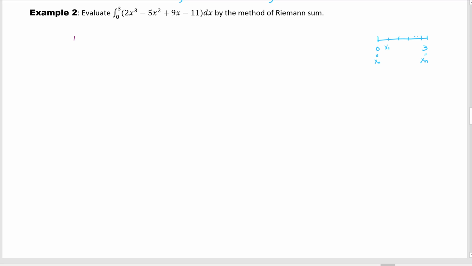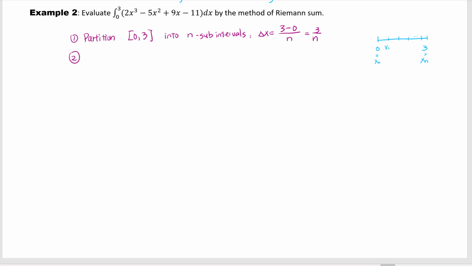First step, we're gonna partition the interval, so 0 to 3. So I really hope that you can pause the video and try to work on this problem first, okay? And then after you're done, you can continue to play the video and check your answers. So partition the interval into n intervals. And then change of x is then 3 minus 0 over n, which is 3 over n.